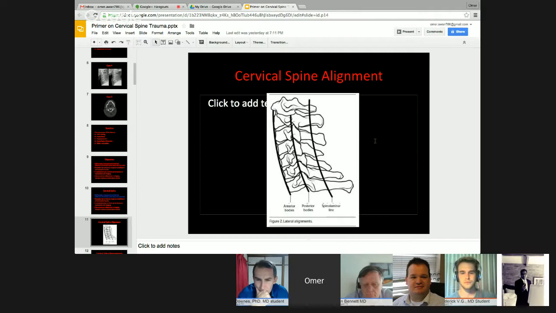I make sure that I can see C1 to C7, all the 7 vertebral bodies, and then I assess these lines and make sure that they're completely intact and there's no break in those lines. So that's a basic fundamental concept to cervical spine imaging.